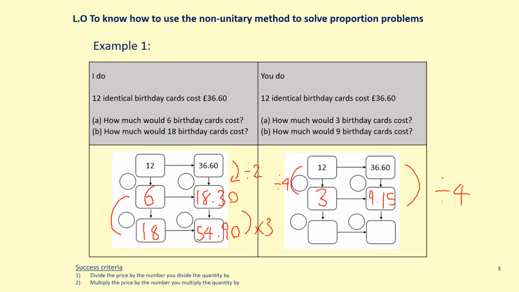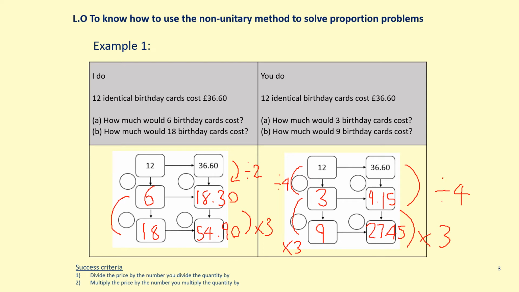And then we need to work out the price of 9 birthday cards. So we know the price of 3, that's £9.15. And because 9 is 3 times 3, we're going to times the price by 3 as well. So £9.15 times by 3 gives me £27.45. So really well done if you got that right. If you didn't, please correct any mistakes you might have made. Just make sure you've got the correct solution copied down into your books.